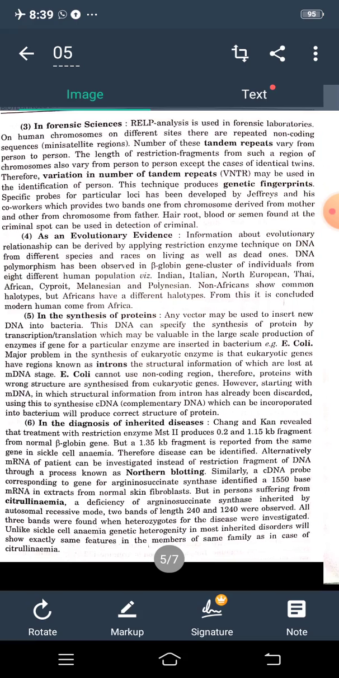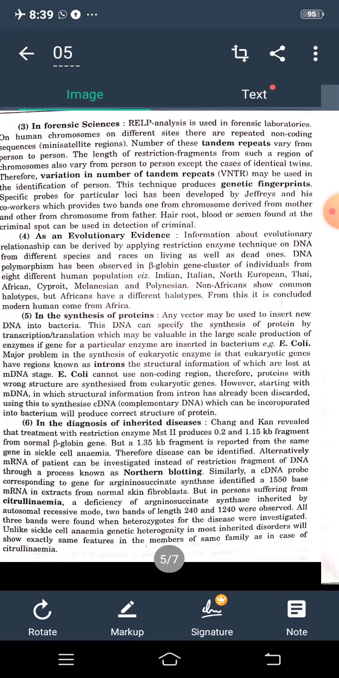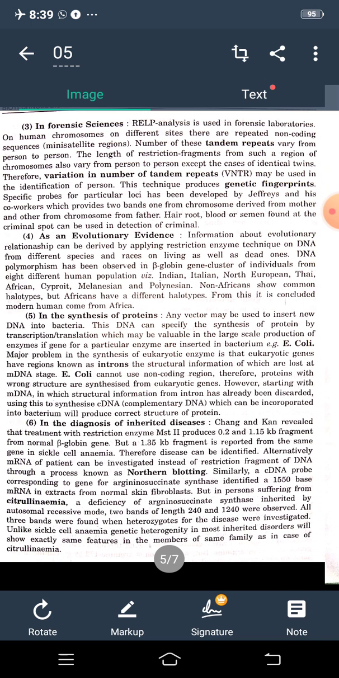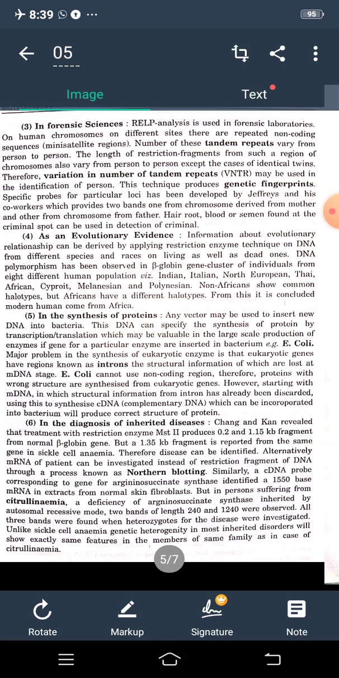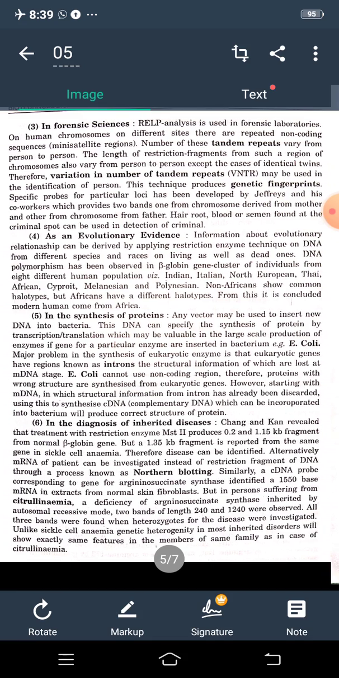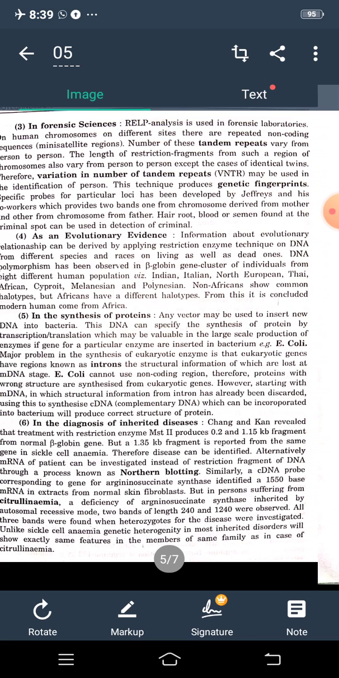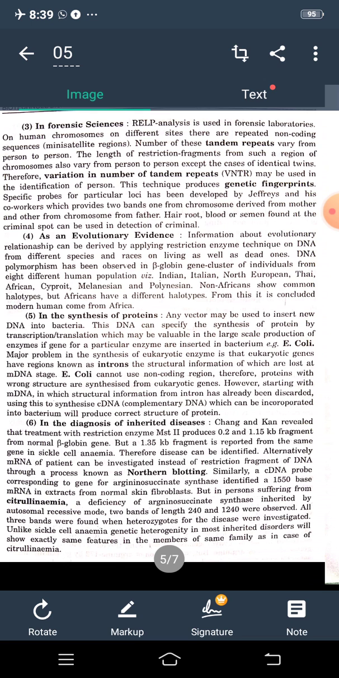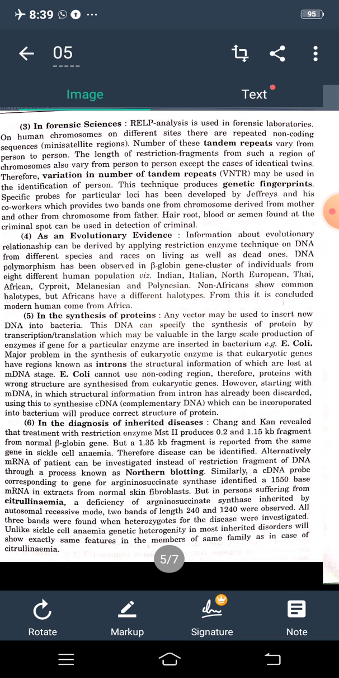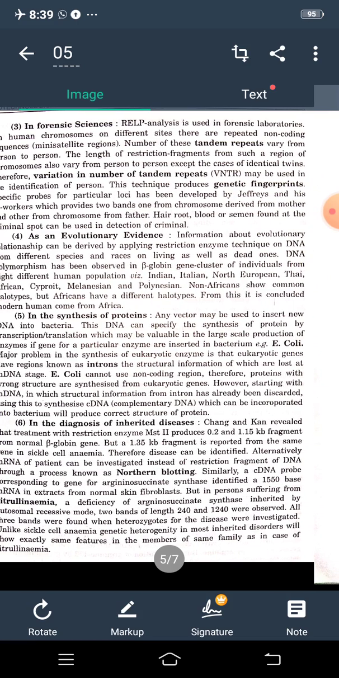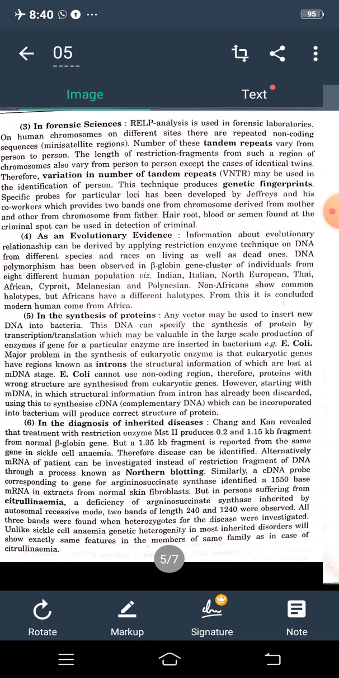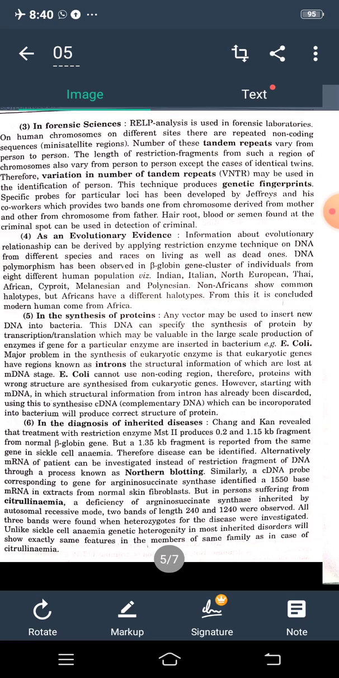So, the next application is in the synthesis of proteins. Any vector may be used to insert new DNA into bacteria. Next application is in diagnosis of inherited disease. Kan and Chang revealed that treatment with restriction enzymes produces 0.2 and 1.15 kb fragments from the normal beta globin gene. This type of fragment analysis of DNA is done through a process known as Southern blotting.